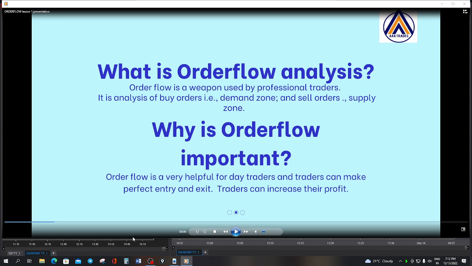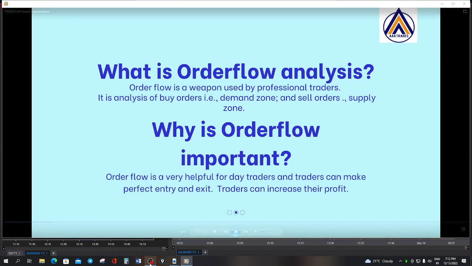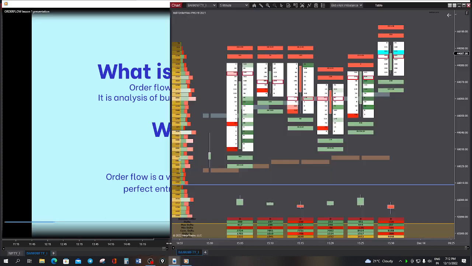Why is orderflow important? Orderflow is very helpful for day traders, and traders can make a perfect entry and an exit. Traders can increase their profit, and in this regard of making a perfect entry and an exit, I will be showing you what happened in today's market.